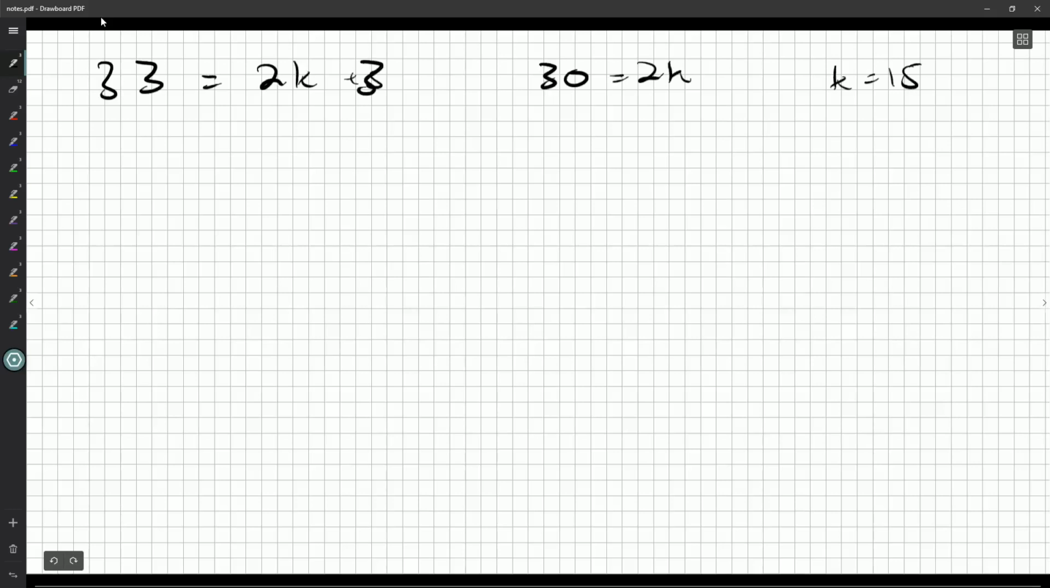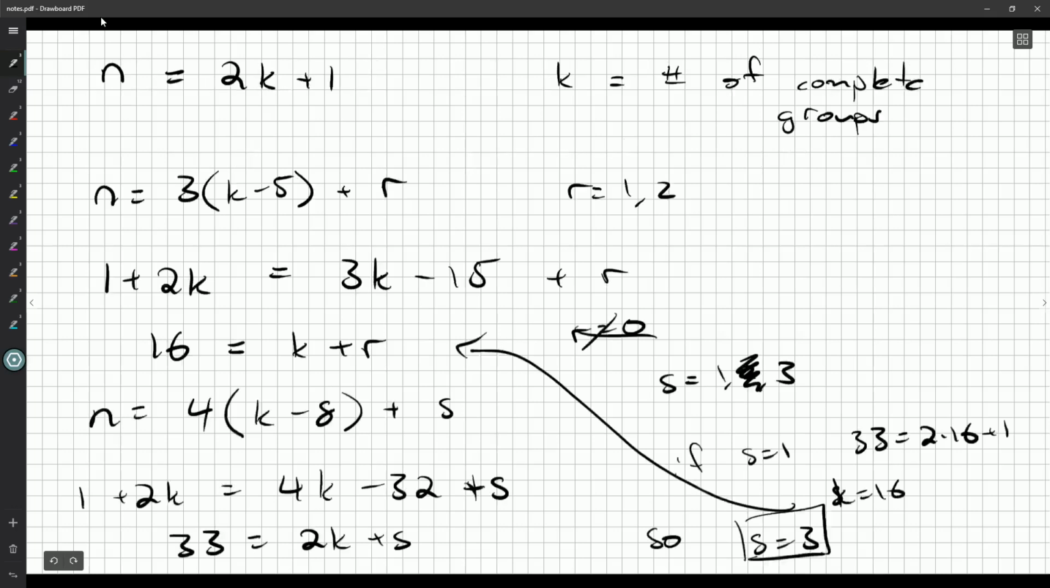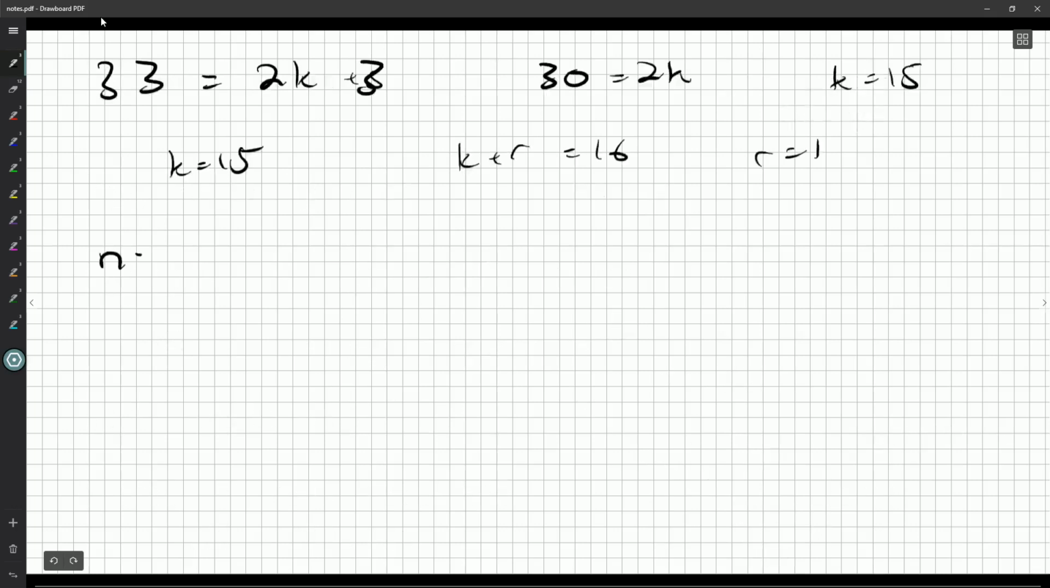This is enough information to get n, but let's also just quickly double check if that's the case. So k is 15. I know k plus r is 16, so r is 1. That is absolutely allowed. And so n should be 2k plus 1, so n should be 31. All right, so n is 31, and what did we need to work on from there?